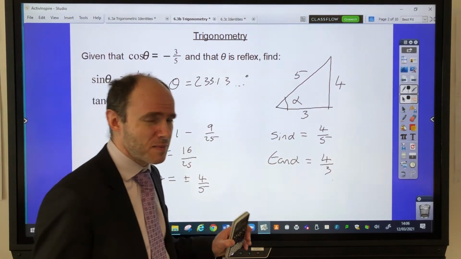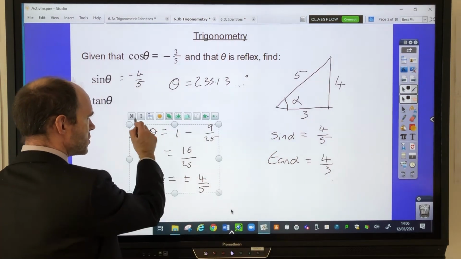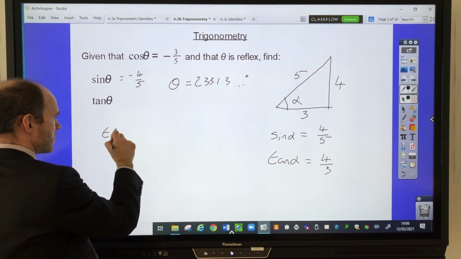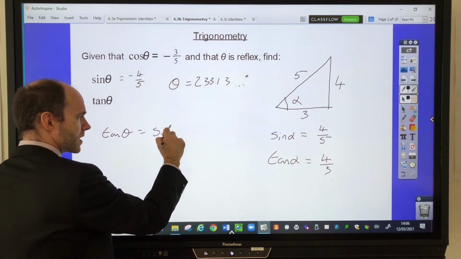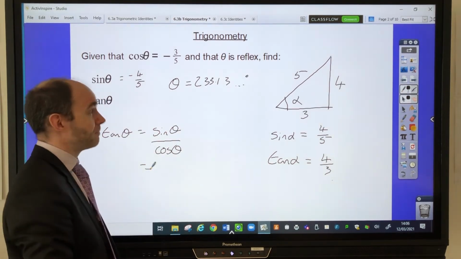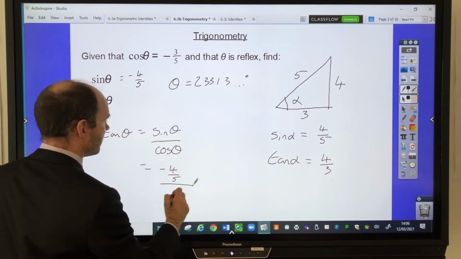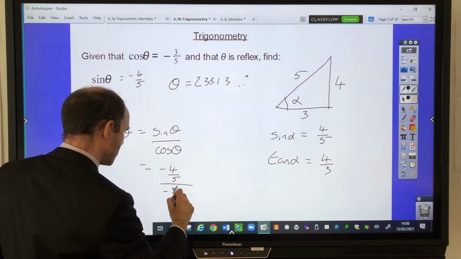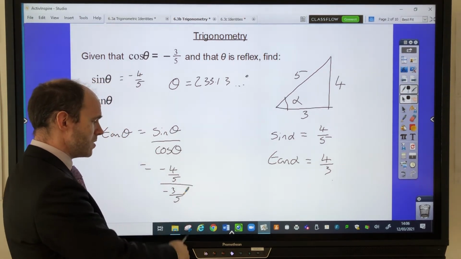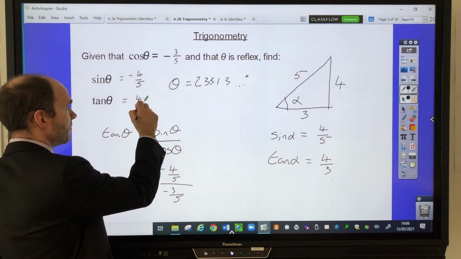Now, you could do exactly the same again to work out tan theta, but let me show you an alternative, and one that I didn't mention in the previous example, but I suppose I could have done. You can work out tan theta just by finding out what sine theta over cosine theta is, using that identity. So you've got sine theta as negative 4/5, and you want to divide that by negative 3/5. A negative divided by a negative is a positive, and the fifths will cancel, so it's just going to be positive 4 over 3. So your tan theta is positive 4 over 3.